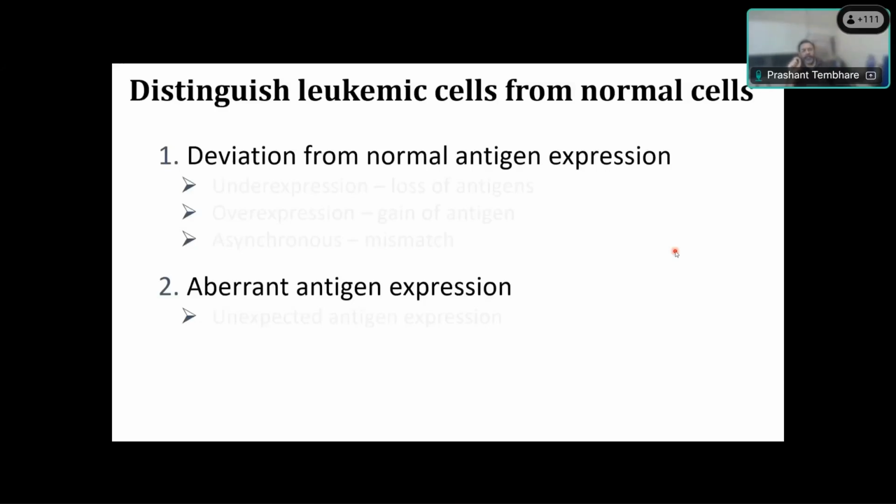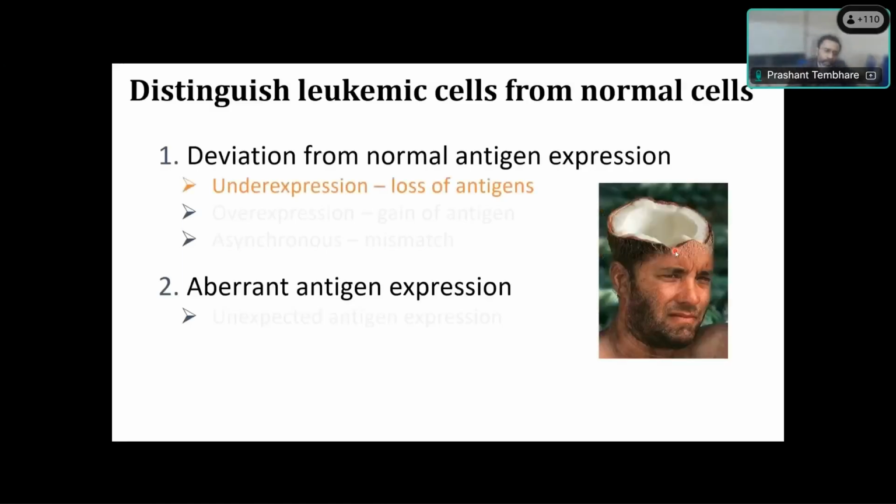The second principle is aberrant antigen expression. When I say aberrant antigen expression, I mean lineage switch antigen expression. It means an antigen which is normally not expressed on normal cells but only expressed in tumor cells. For example, a T cell marker in AML, or a T cell marker in B cells, or a B cell marker in AML, or a myeloid marker in B-ALL, which is normally not expressed but only expressed by the tumor cell. That is called aberrant antigen expression. So first is deviation from normal, the second is aberrant antigen expression.